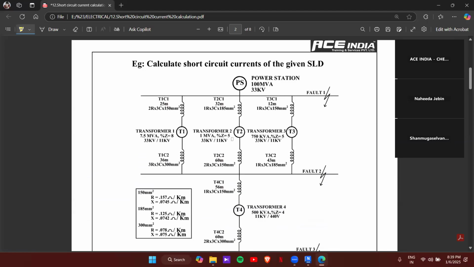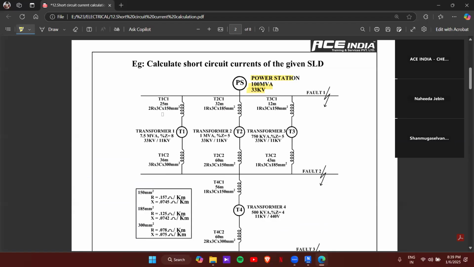a small circuit or system shown here, we have to find out the short circuit current for this particular system. Here you can see that we have a power station. Its capacity is 100 MVA and the supply voltage is 33 kV. From there, we are distributing it to three transformers, transformer 1, transformer 2, and transformer 3. So this is the primary distribution side.